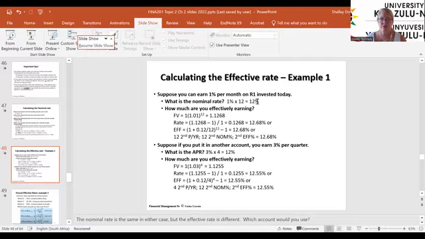So, which would you choose? Well, they're both 12%, you say. Yes, but you've got to look and see how many times they're going to be compounded in a year. Work out their EFFs and then make your choice. If you're investing, you're obviously going to go for 1% per month, or 12% compounded monthly rather than quarterly.